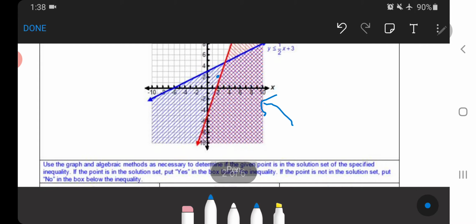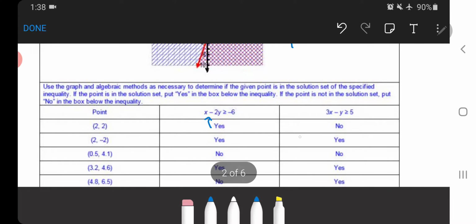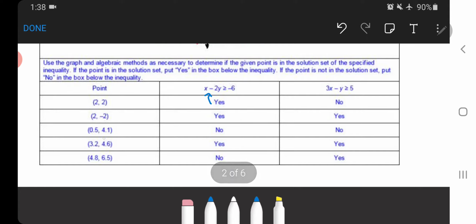Okay, (2, -2). He is in the purple region, so he does satisfy both equations. That would be a solution to both equations. Let's look at another one.